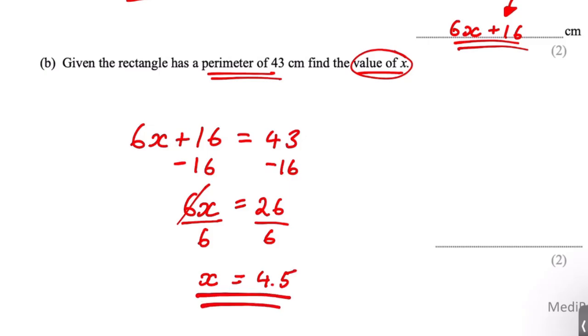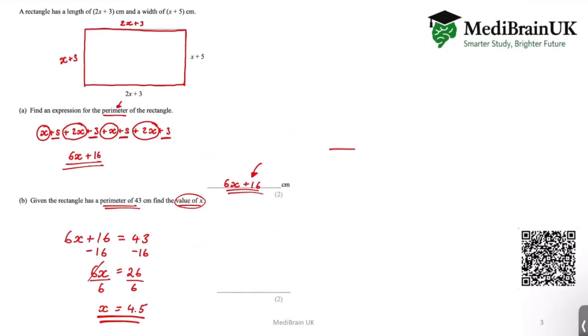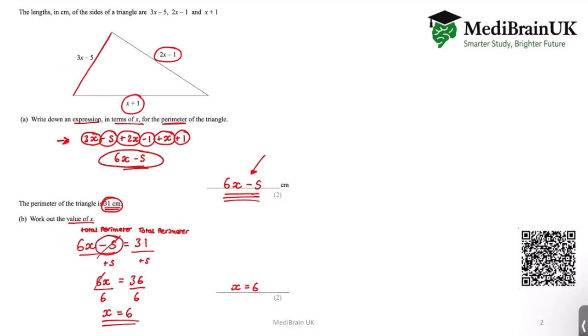Okay, so that means that x is equal to 4.5. So we have x is equal to 4.5. So that's what we would write down in our answer there. Okay, and as you can see, 2 marks here and 2 marks here. Okay, so that's again very similar to this question, which we have already done.